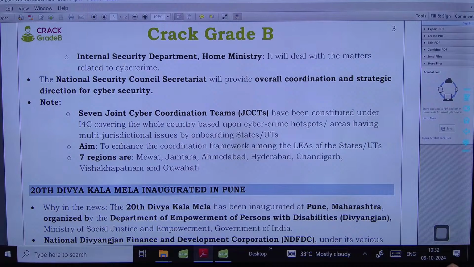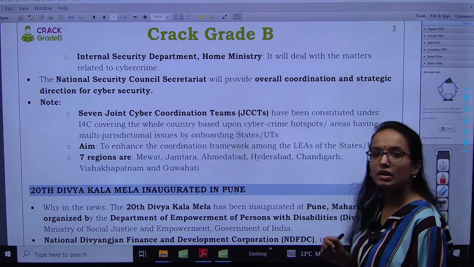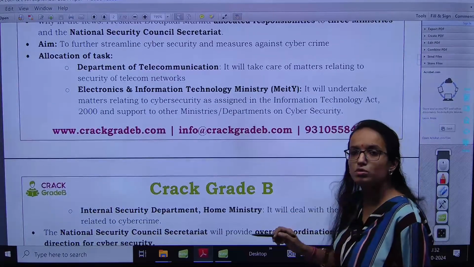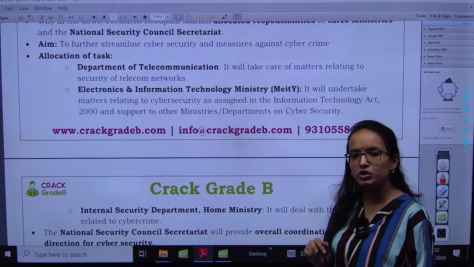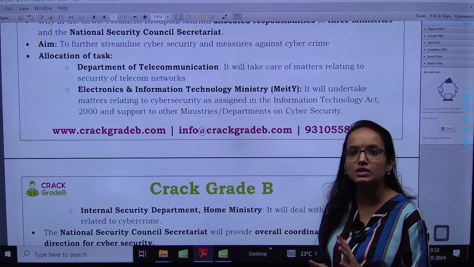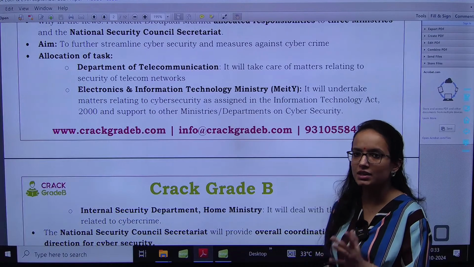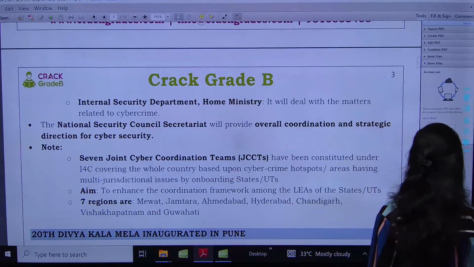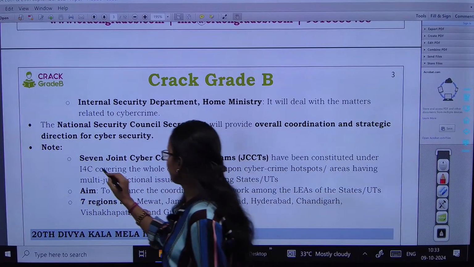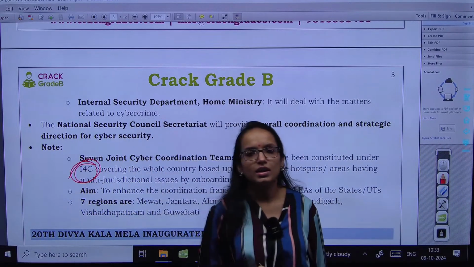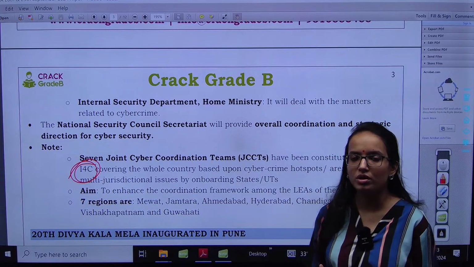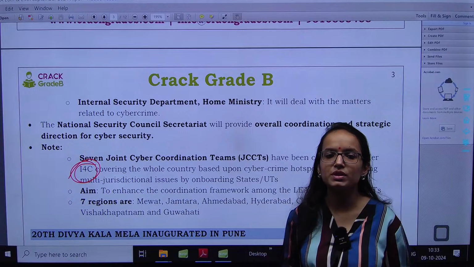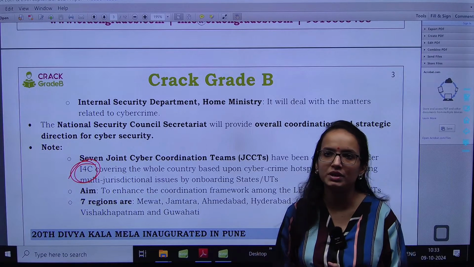Is this clear? Any doubts over here? I hope this news is clear to all of you. This is important, so please remember. Also remember the 7 regions. They can ask you which one is not the region recently highlighted in the cybersecurity initiative taken up by the president. Also, this I4C is nothing but the cyber coordination centers only. They coordinate between the UTs and states for cybersecurity enforcement.